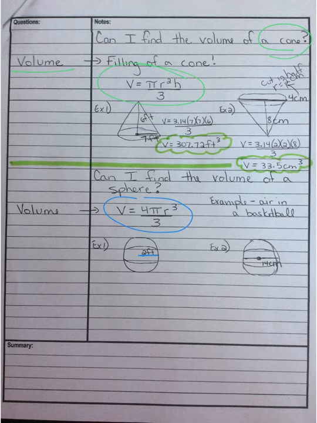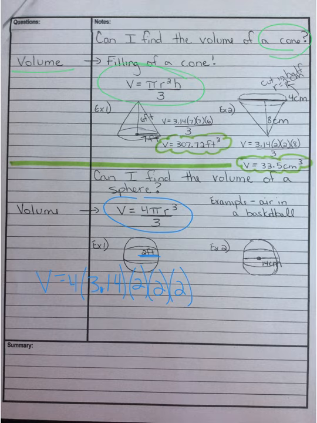So let's look at example 1. We're going to have volume equals 4 times pi, which is 3.14. We do have a radius here because this line is half from the center to the edge of the circle. So we have a 2 times 2 times 2. Cubed means times itself 3 times.